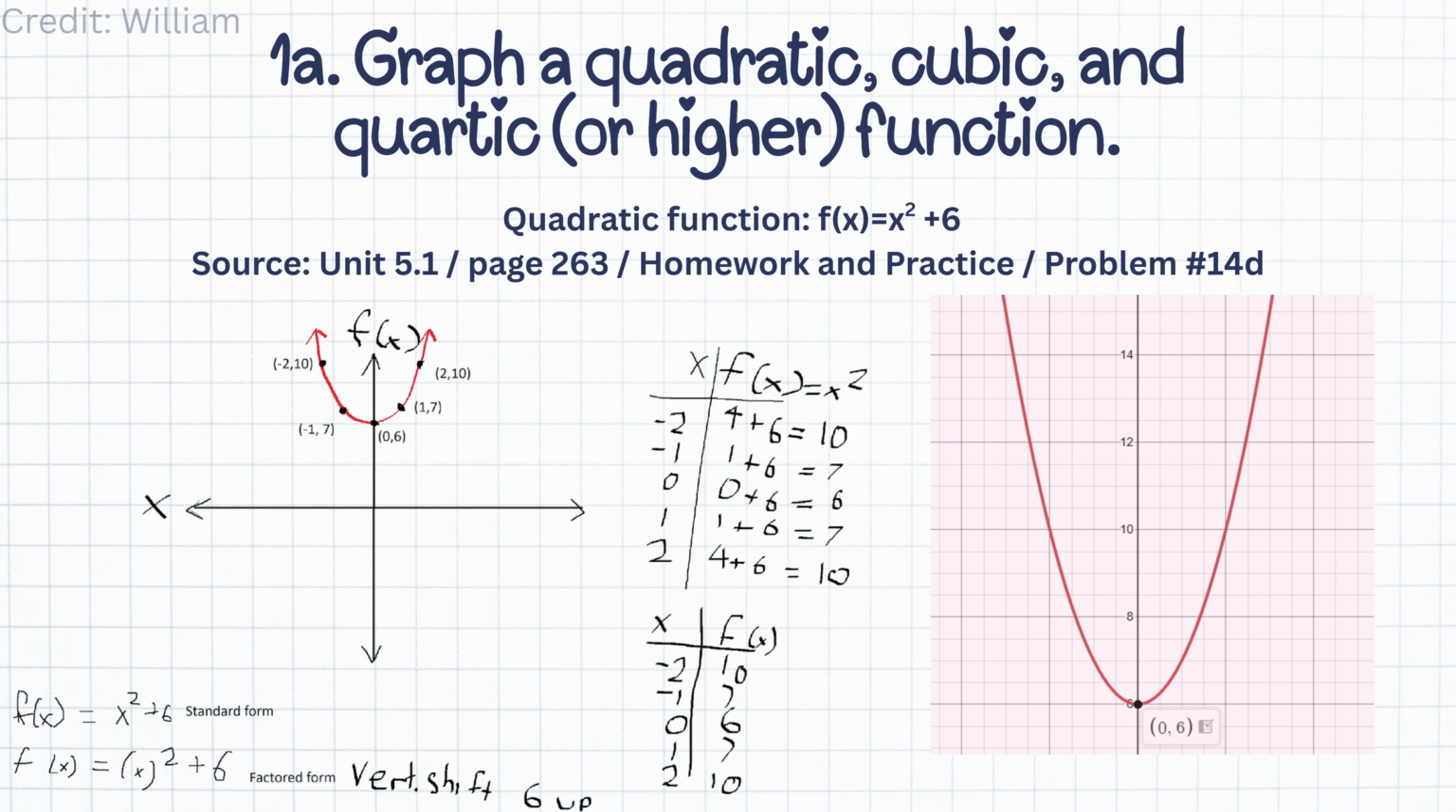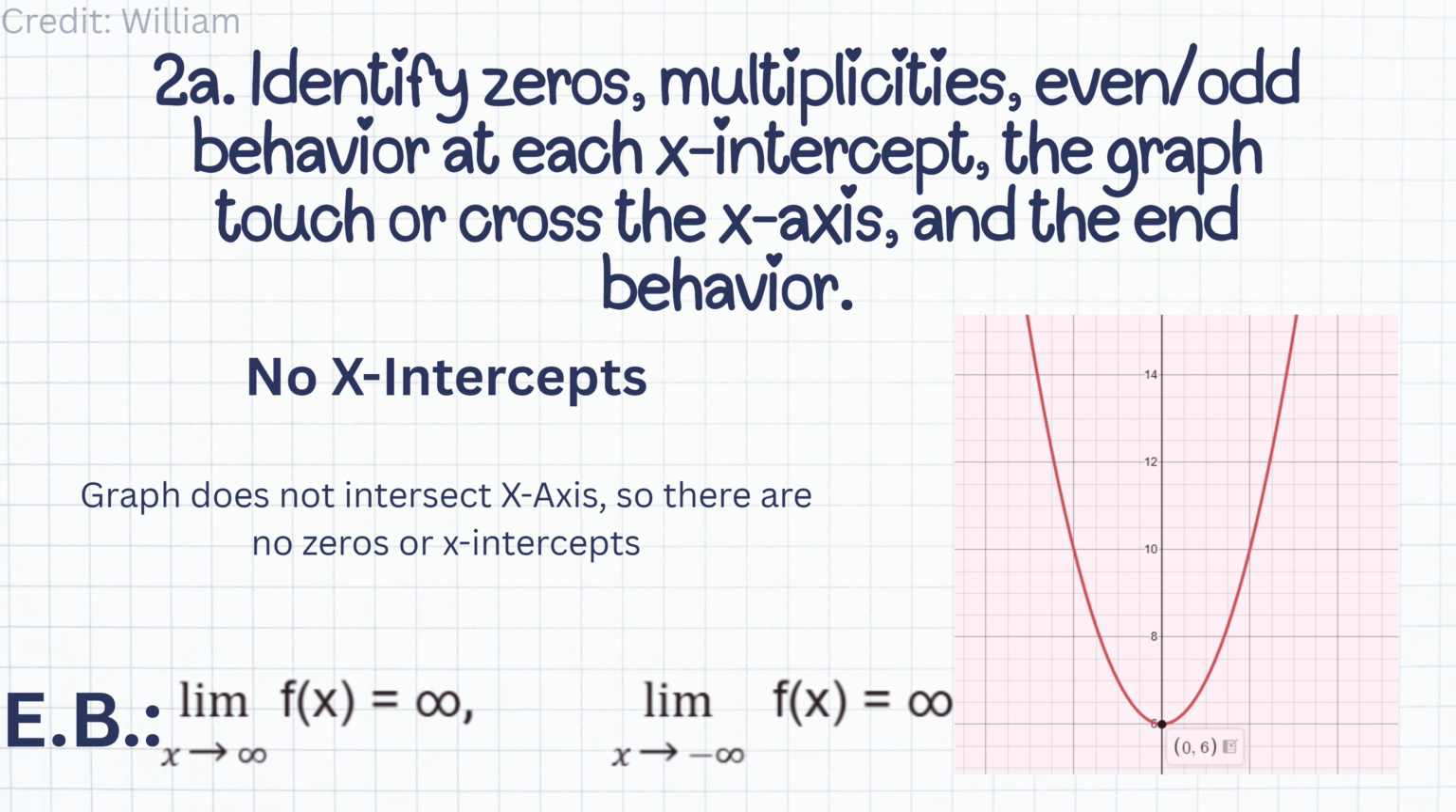Firstly, to graph the quadratic function, we can first change the original equation from standard form into vertex form, which allows us to understand it's just the parent function shifted 6 units up. Knowing this, we can graph the equation. In this graph, there are no x-intercepts because the graph does not intersect the x-axis.